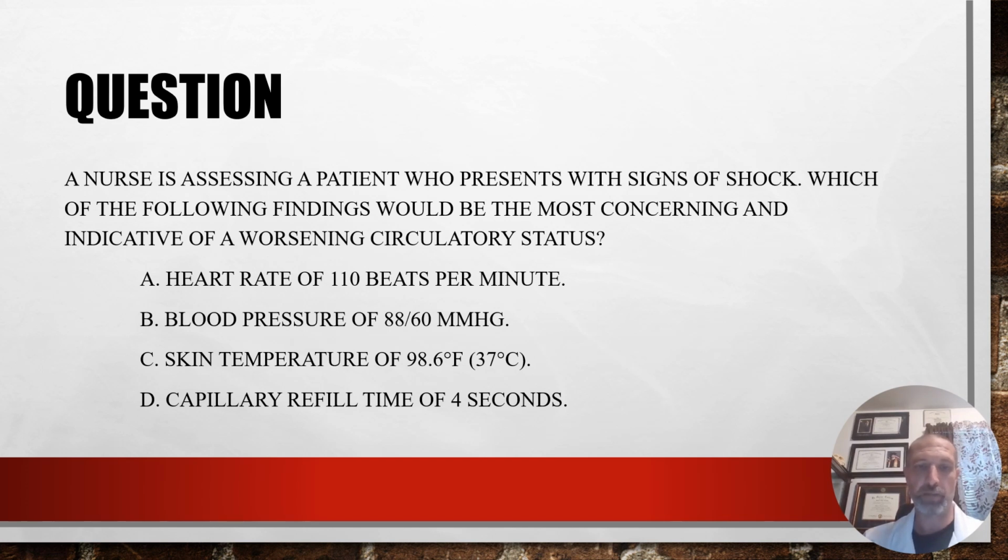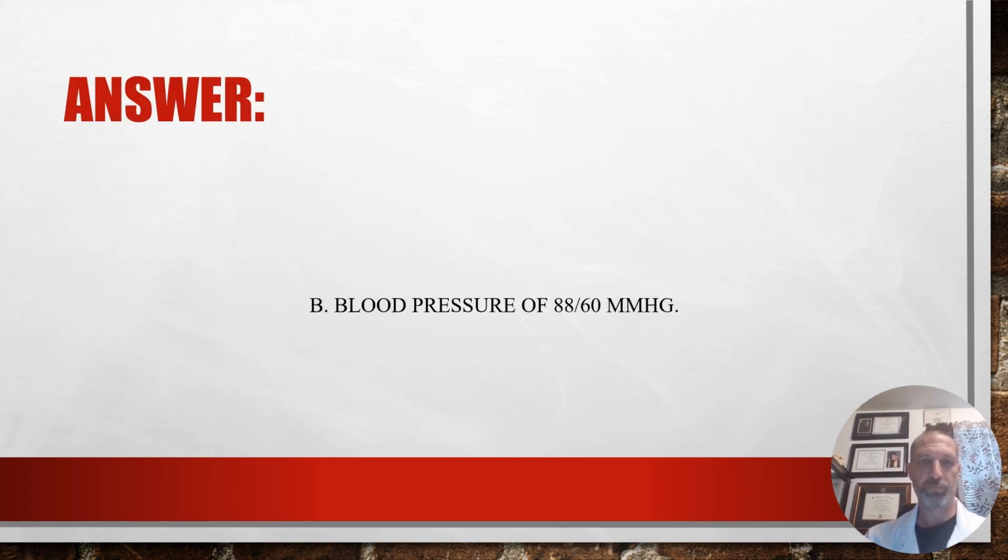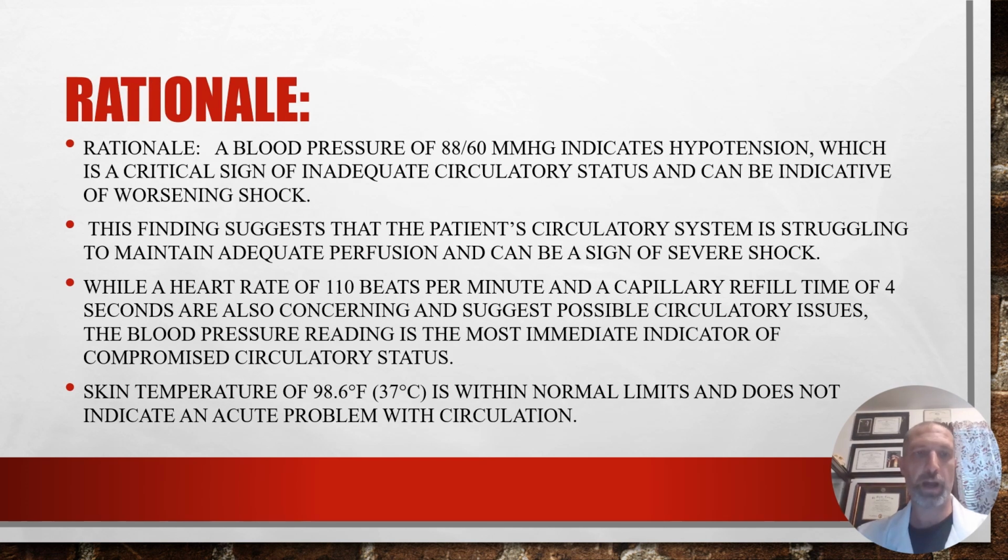Heart rate of 110 beats per minute. Okay, maybe the heart's beating a little faster to compensate for some blood loss. Maybe. Blood pressure of 88/60 millimeters of mercury. Out of all of these, which one do you think it is? If you guessed the low blood pressure of 88/60 millimeters of mercury, you are correct. Let's look at the rationale.